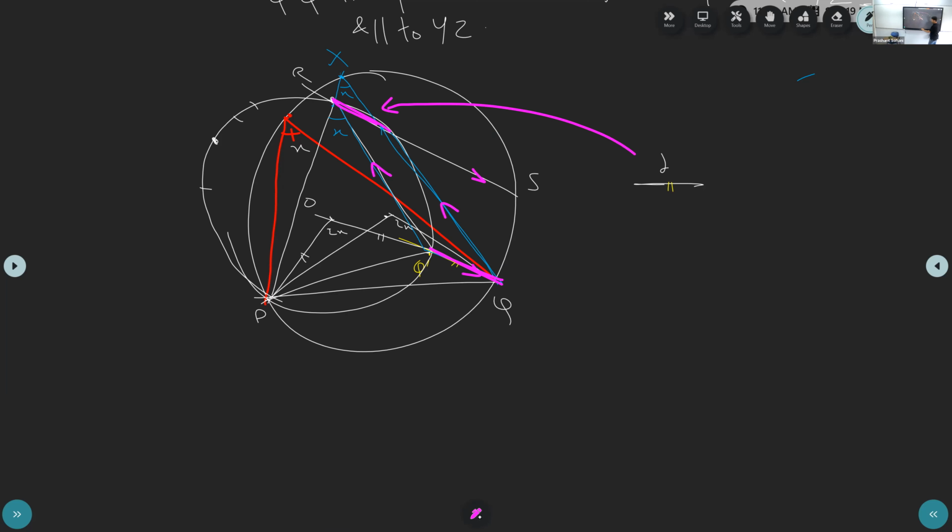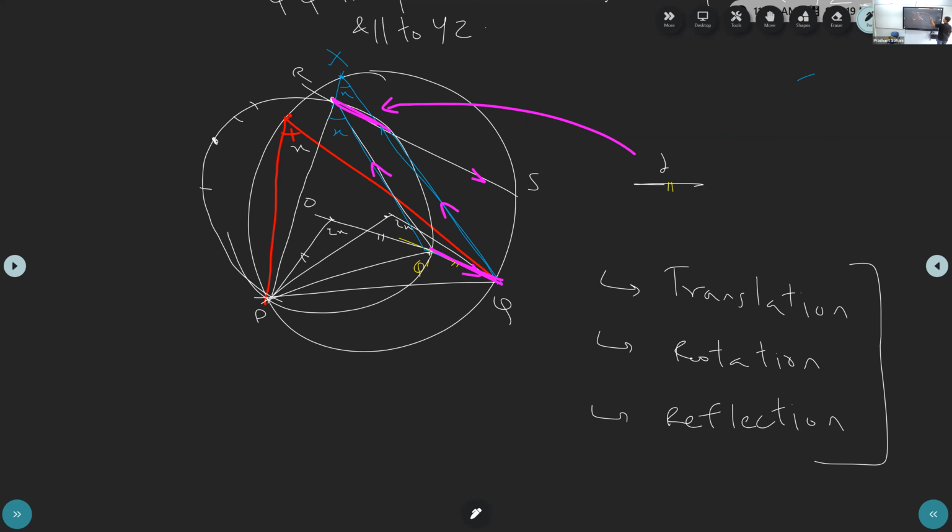But okay, so this was all about one congruence transformation called translation. Let me just mention the remaining transformations. So just like translation, we have rotation and reflection. So rotation is simply, as the word says, rotation, where you take an object and you rotate it around some axis. And reflection is you reflect it in some line. And together, all of these three are called congruence transformations.